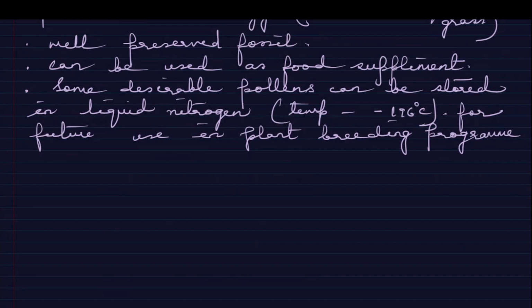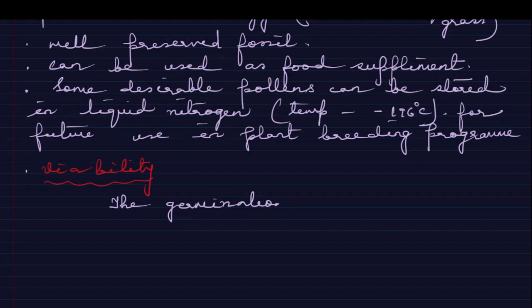These are the significance of pollen grain. Now the last part we should discuss is the viability. Viability of a pollen grain. This question may also come. Viability means, what does it mean? Viability is the germination of the pollen grain in favorable condition.